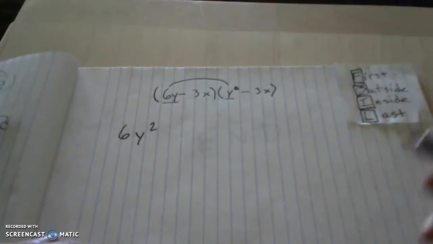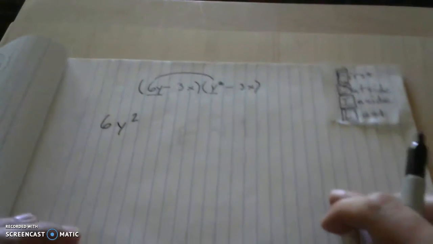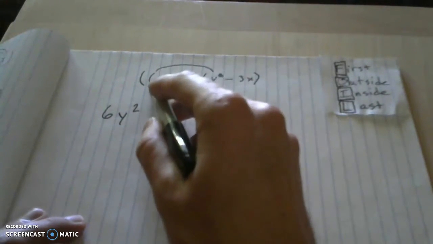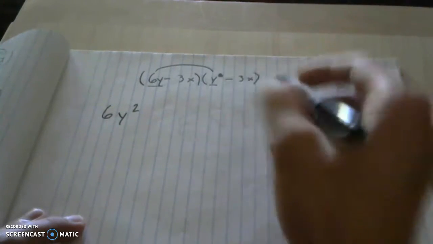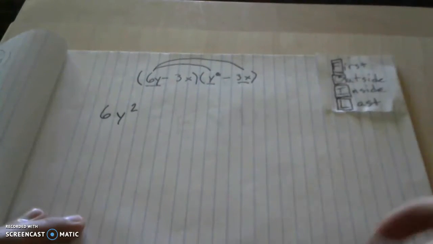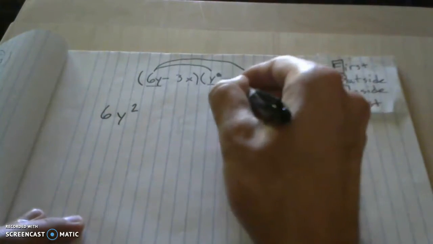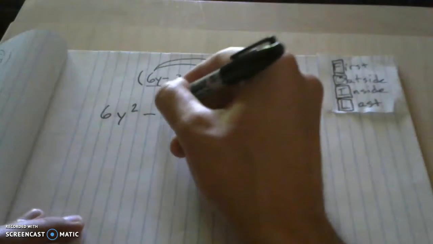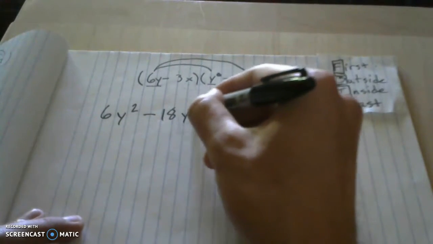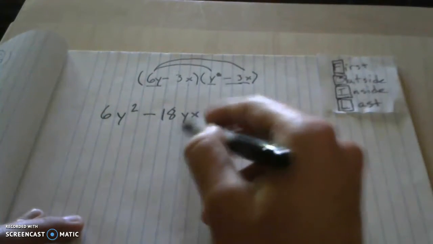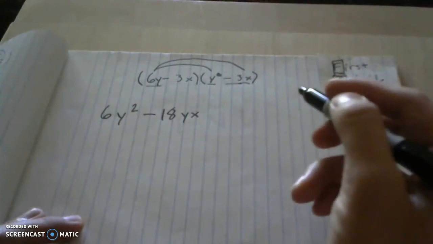And so then we'll look at our outside terms again, just like before, and our outside terms are 6y and 3x. And so we'll multiply that 6y by that -3x, sorry. Make sure you get that. And so, multiplying that negative, it's still negative, 18yx, right? Because we're just multiplying y times x, and that's what you do when you have two different variables.